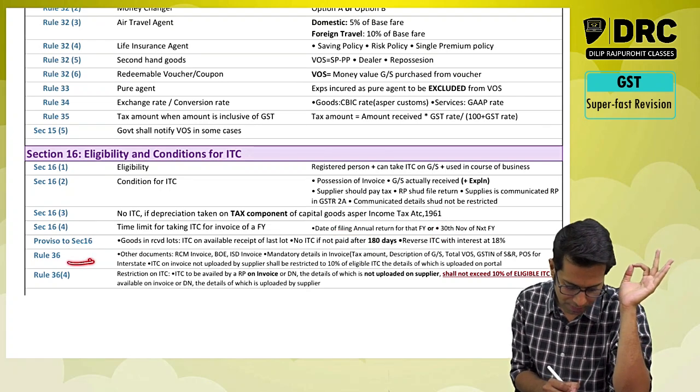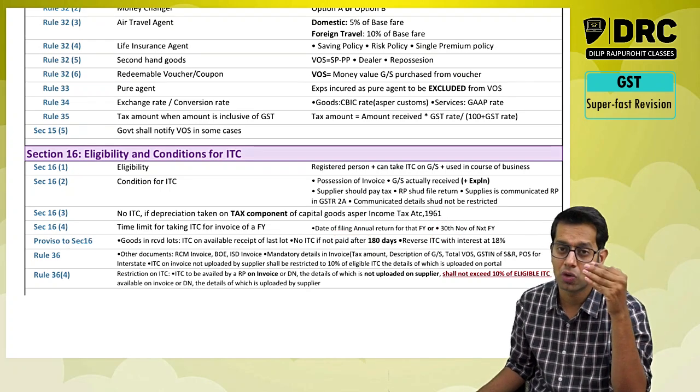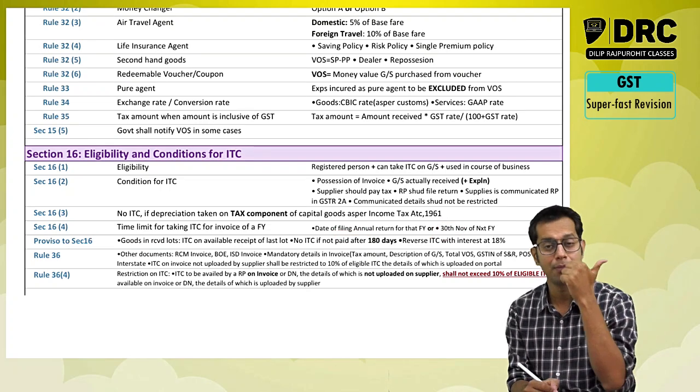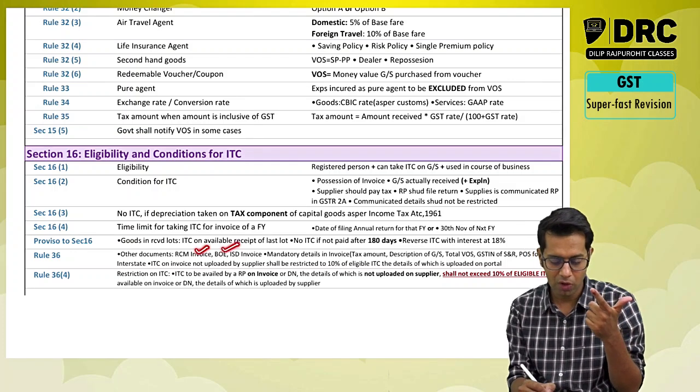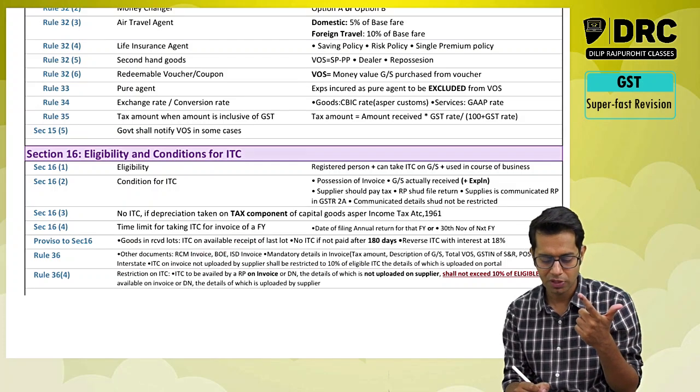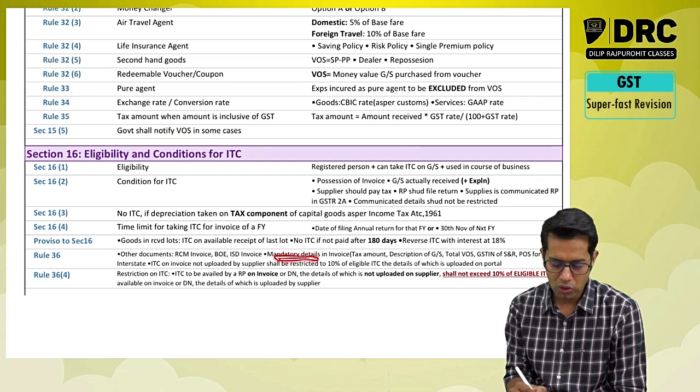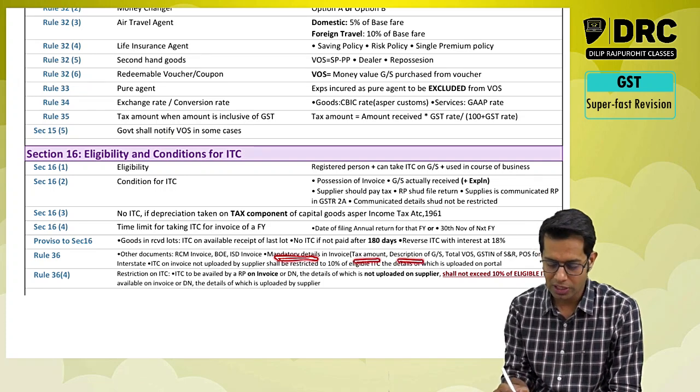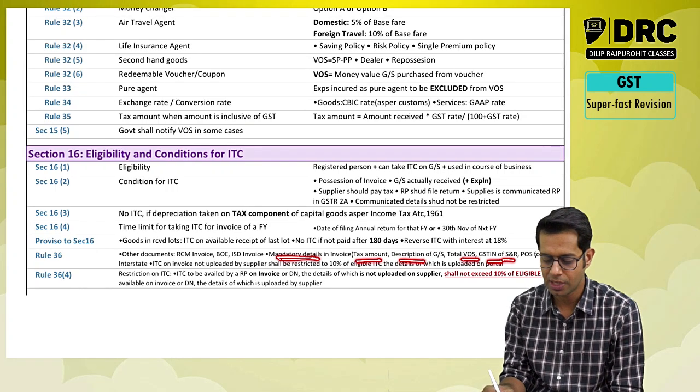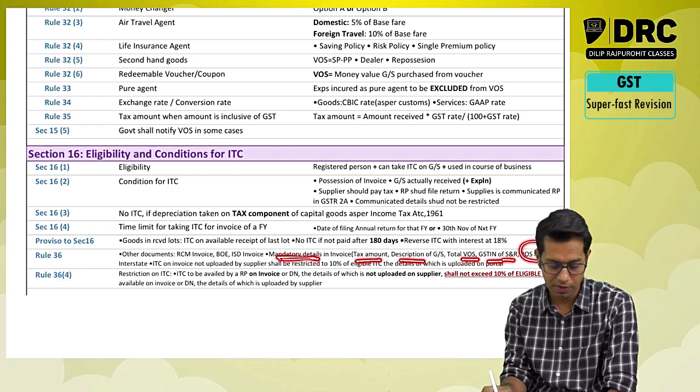Then Rule 33 gives the list of other documents based on which you can take input tax credit. You can take input tax credit based on tax invoice, RCM invoice, bill of entry in case of import, and input service distributor invoice. This invoice should have some mandatory details such as tax amount, description of goods and services, value of supply, GST number of supplier, GST number of recipient, place of supply in case of interstate supplies.